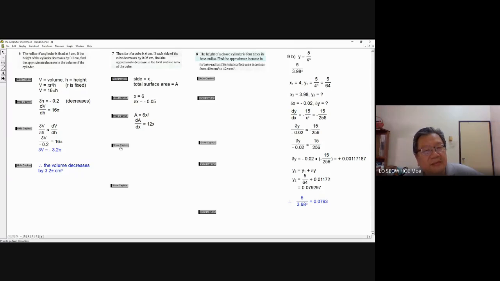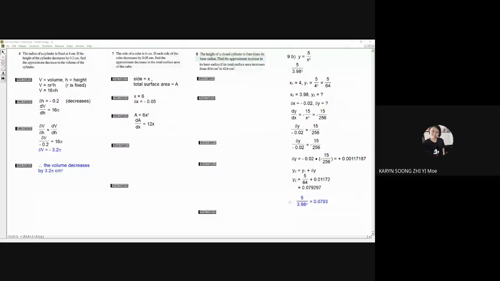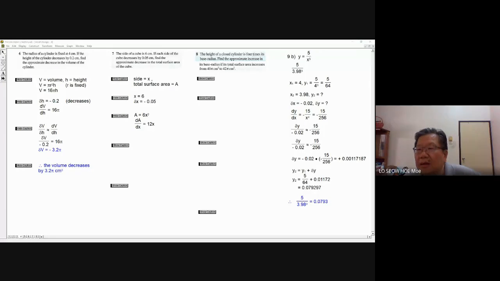What is the next step? Open the wok. What is my wok? Delta A over delta x. Correct. So this is my wok. So I put delta A over delta x is approximately dA/dx. After that, you don't have to use approximate, you can just use equal.